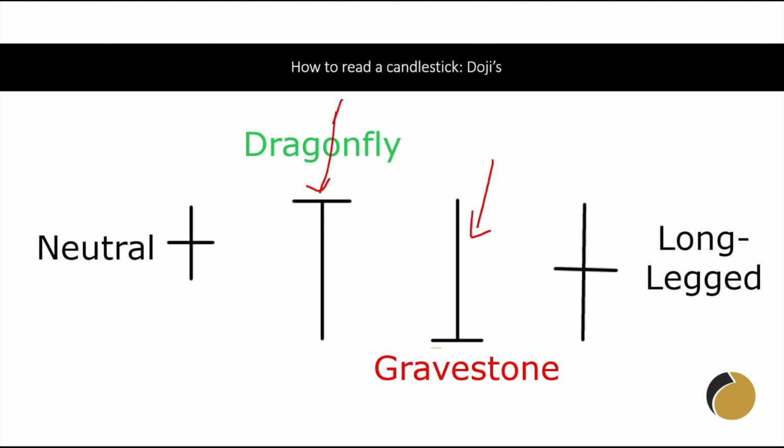Now, that's because the dragonfly doji opened at the high and closed at the high, and it did go to a low point here, but then buyers pushed it all the way back and it closed up here. So that's the logic behind why it would be a bullish signal. Now, for a gravestone doji, it's the opposite. So it opened here, then it got bought up, went all the way up here, and then the sellers came in and pushed it all the way back down to around the same price that it opened. So that's the gravestone doji.